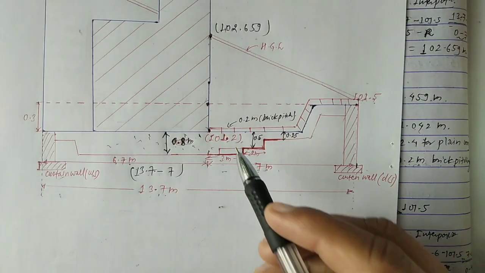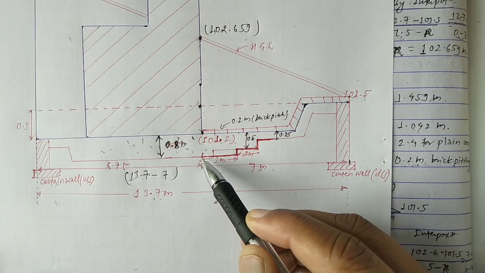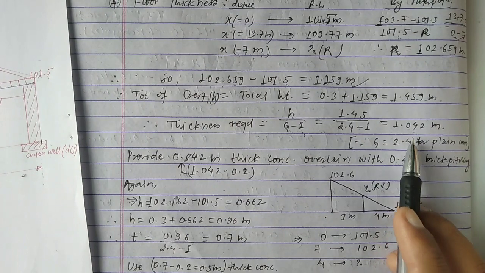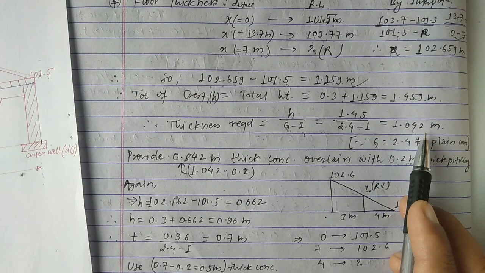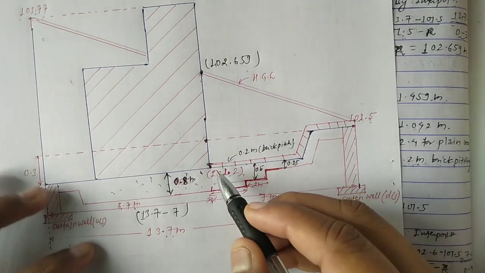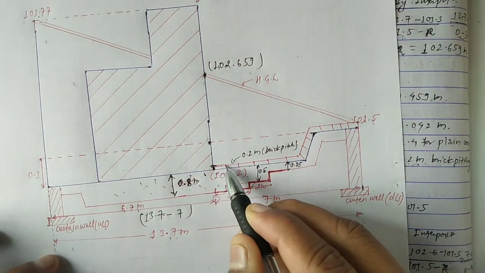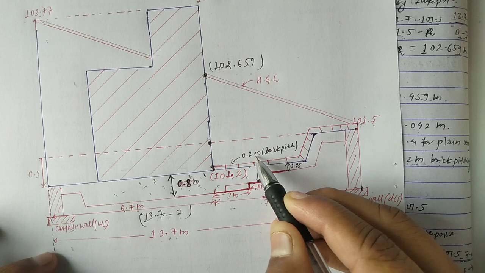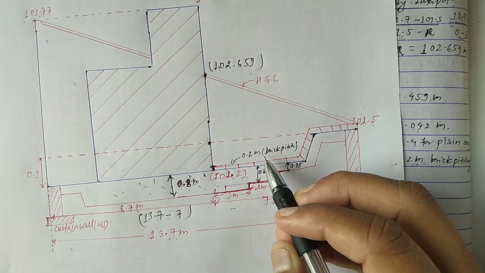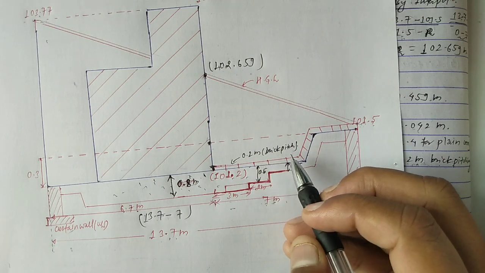So you can see here this total thickness from here to here becomes 1.042 meter, but we have to provide 0.2 meter brick pitching. So this is the brick pitching, which is 0.2 meter. You can say this is 20 cm. So we have to provide 20 cm brick pitching.